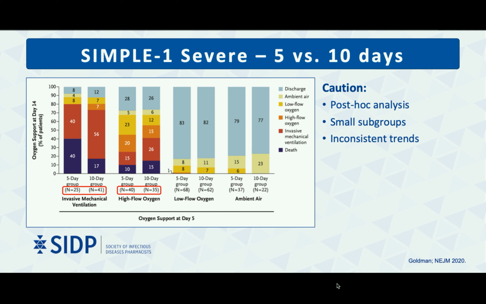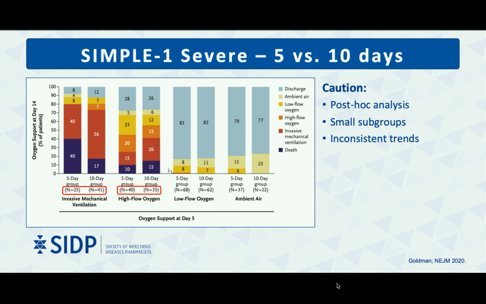In a post hoc analysis, the authors examined if there was any benefit of 5 additional days of therapy, or in other words, days 6 through 10 of therapy, for patients grouped by their oxygen support requirements on day 5. This was considered kind of their new baseline. For patients that required invasive mechanical ventilation at day 5, 17% of the 41 patients that received 5 additional days of therapy died by day 14, whereas 40% of the 25 patients that received no additional therapy died by day 14.